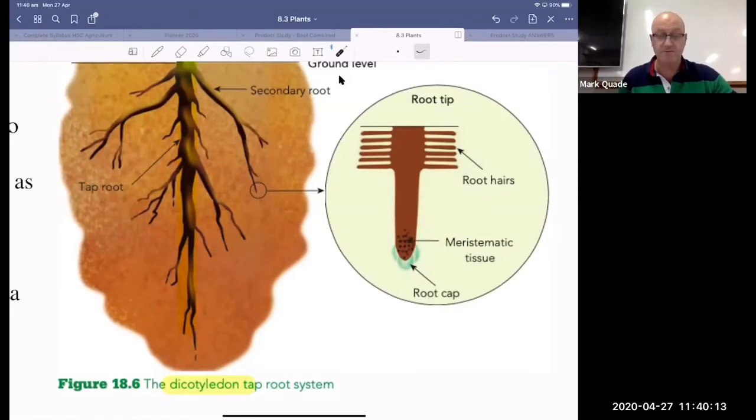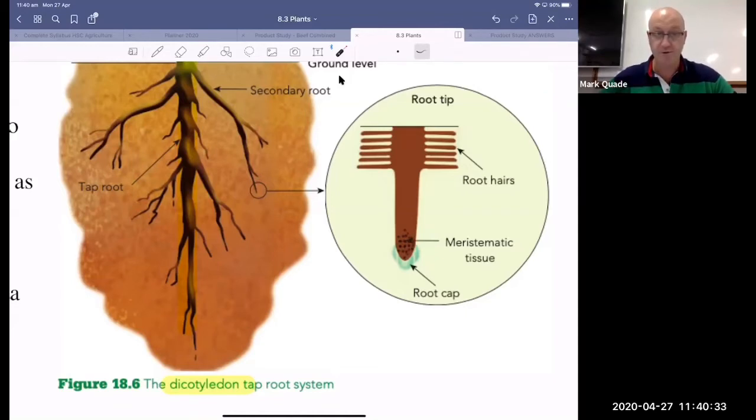So the root cap's really, really important to protect the root. Now the next thing is we have the root hairs. Now the root hairs are tiny, tiny parts of the root that come off. And their whole role is to increase the surface area of the root.